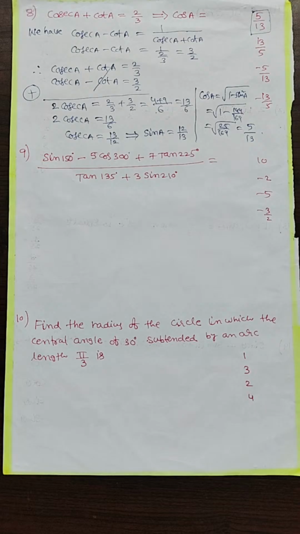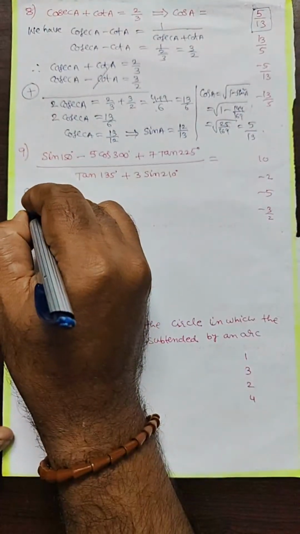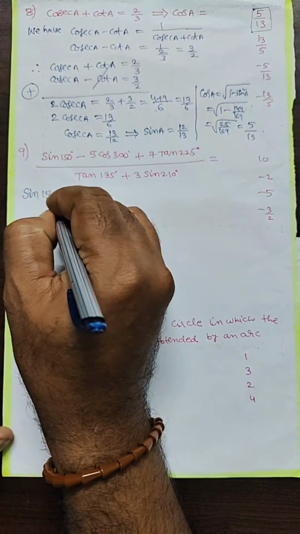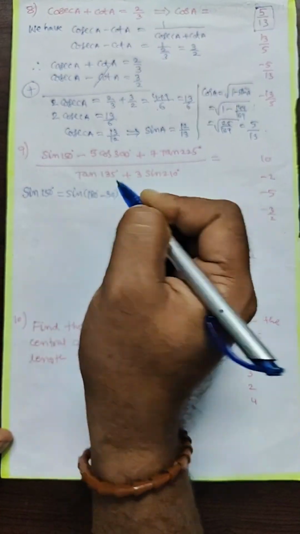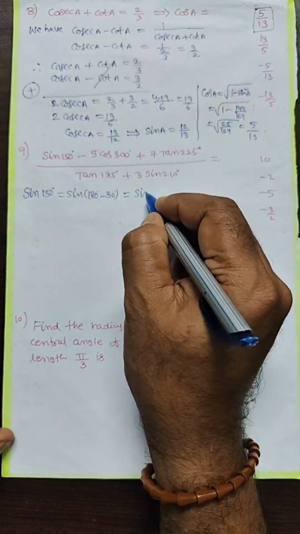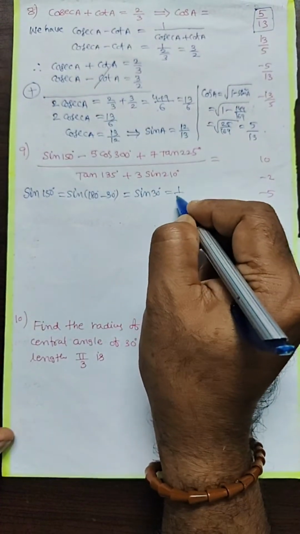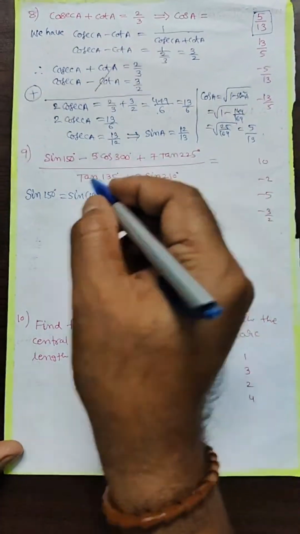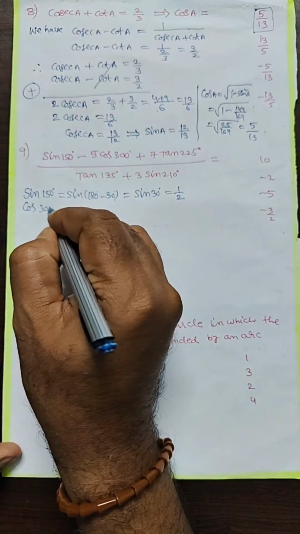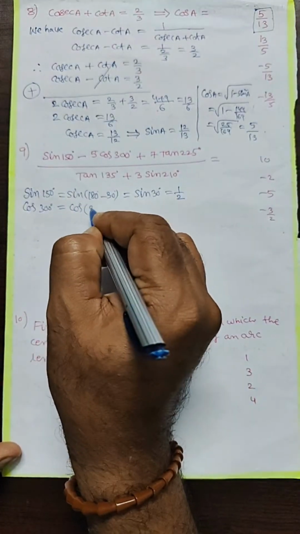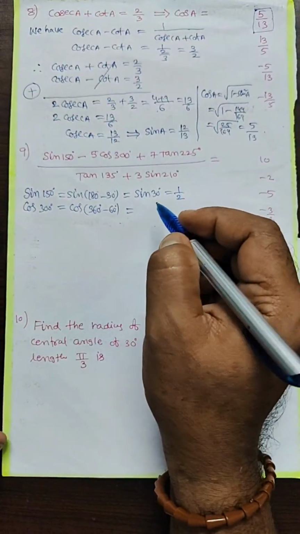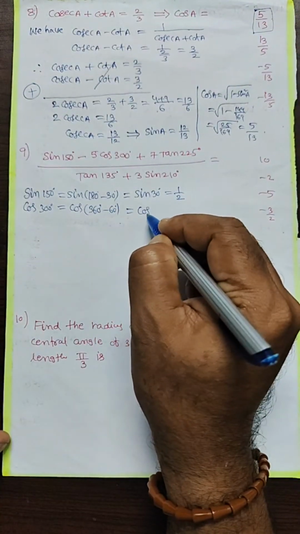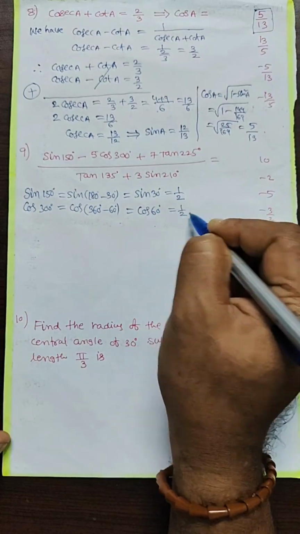Okay, dear students, next we'll move to the next question. Sine 150, one by one we will calculate and simplify now. Sine of 180 minus 30. Sine of 180 minus theta is sine theta. So sine 30. Sine 30 value is 1 by 2. Next is cos 300 degrees. Cos 300 can be written as cos of 360 minus 60. Cos of 360 minus 60 means fourth quadrant. Cos positive, cos 60. That is equal to 1 by 2.